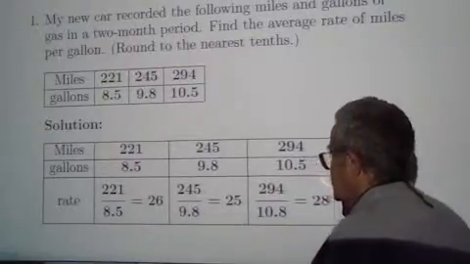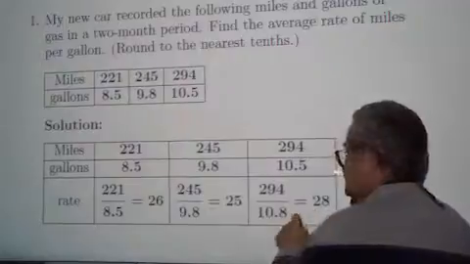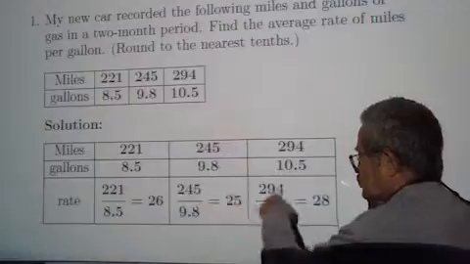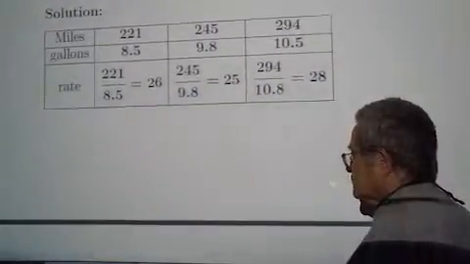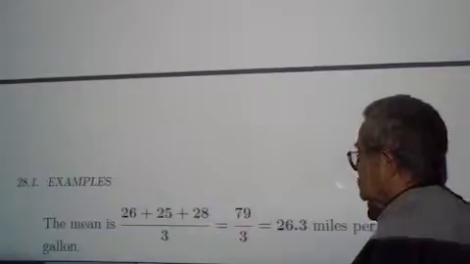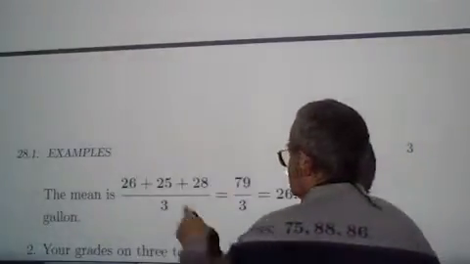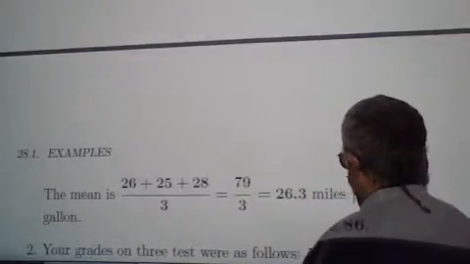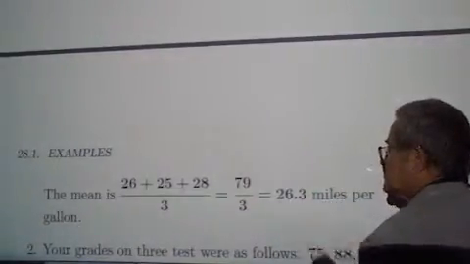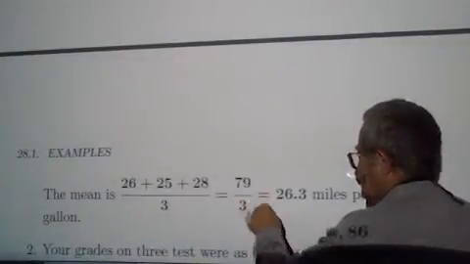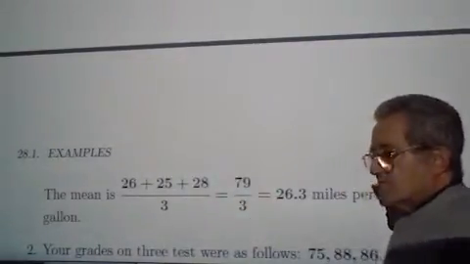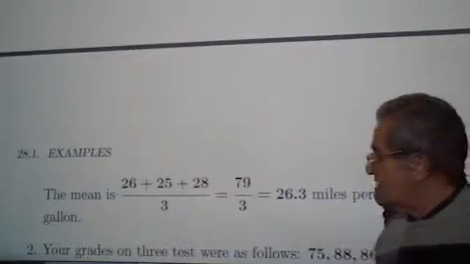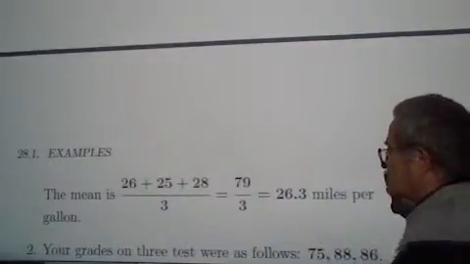The average, the mean, is the sum of these three numbers divided by 3, which is somewhere around 26, 27, just looking at these numbers. Okay, 26 plus 25 plus 28 divided by 3, 79 divided by 3, about 26.3 miles per gallon. Miles on top, gallons on the bottom. Again, the units are very user-friendly. Make use of units. Miles per gallon.